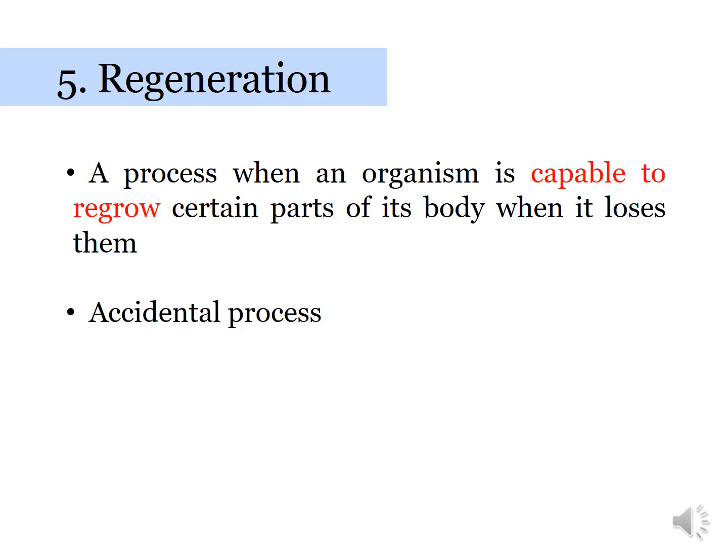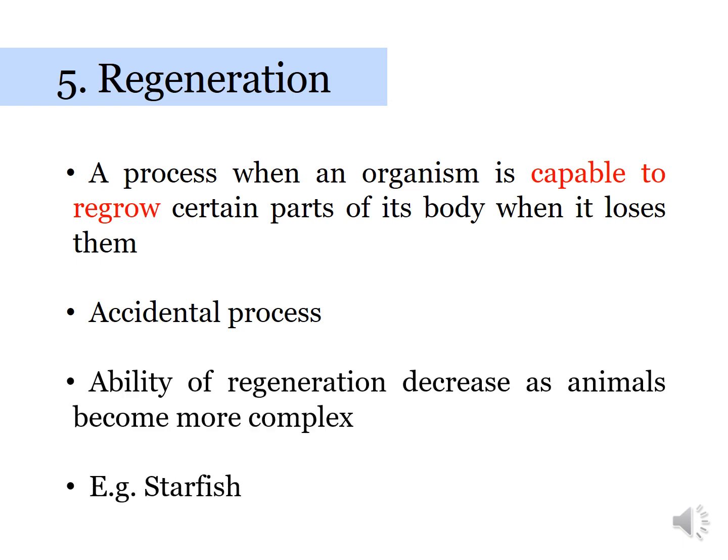The fifth type is regeneration. This is a process when an organism can regrow certain parts of its body if it loses them. For example, if it loses one limb, maybe because of injury by predators, it can regrow the lost limb again. How convenient is that? The whole process is not intended though, as it is an accidental process.